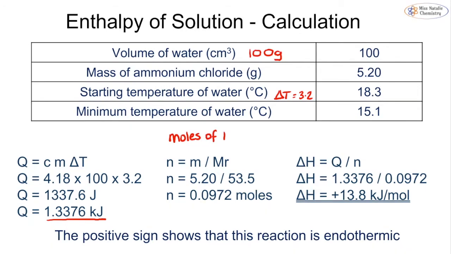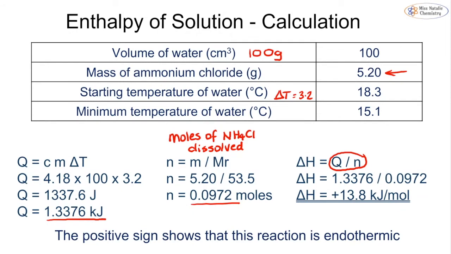I calculate my number of moles of the ammonium chloride that was dissolved, and that is the mass divided by the MR. So I dissolved 5.2, so we've recorded that here, we have our known mass, divided by 53.5, which is my MR, and I get this value of 0.0972, and I calculate my delta H using my Q divided by N, so 1.3376 divided by 0.0972, and I get a value of 13.8 kilojoules per mole.